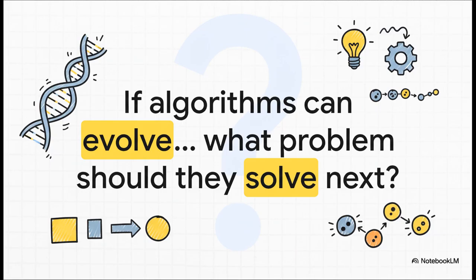And that leaves us with a really fascinating question to think about. I mean, from designing more efficient jet engines to discovering new medicines, or even creating AI that can adapt all on its own, if we can teach a computer to evolve, the possibilities for what we can solve are, well, they're pretty much endless. So what problem should they solve next?